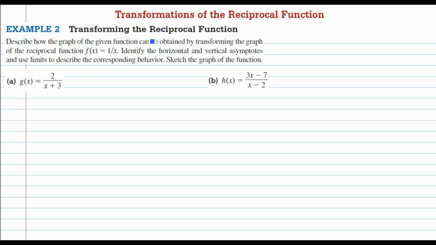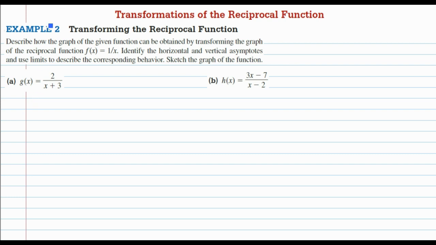Describe how the graph of the given function can be obtained by transforming the graph of the reciprocal function 1 over x. Identify the horizontal and vertical asymptotes and use limits to describe the corresponding behavior, then sketch the graph. Lots to do. Let's get started.